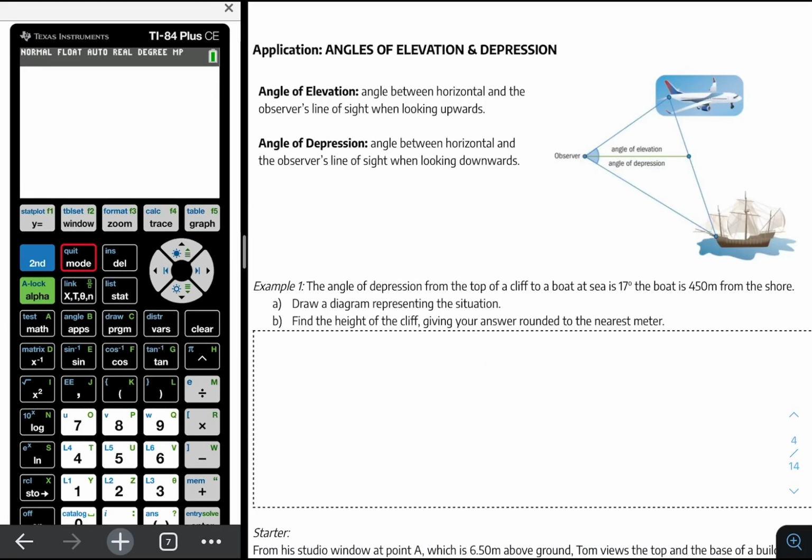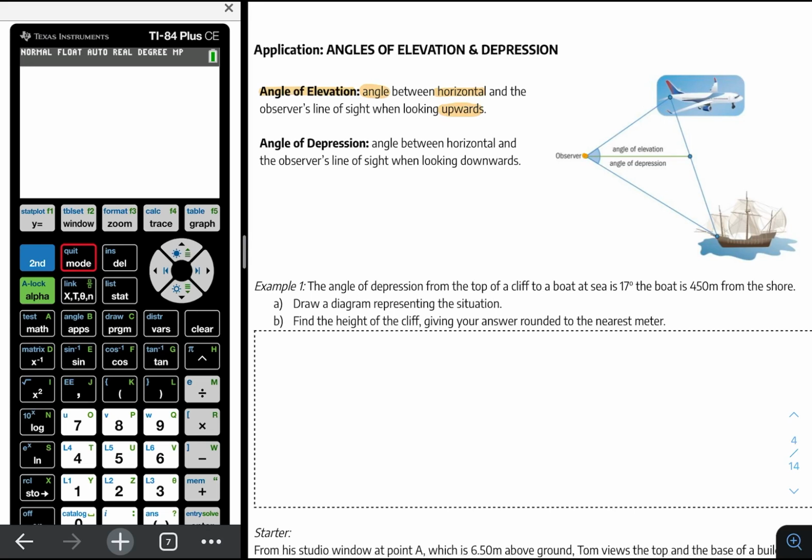A common application of right angle triangles is angles of elevation and depression. Angle of elevation means that from where you're looking, so from the horizon, you are going to be looking upward. So if we look at our example, from the observer, you're always starting by looking straight in front of you from the horizon. And if you're looking up towards an airplane, for example, the angle of elevation will be created by the horizontal and the line of sight looking upwards.